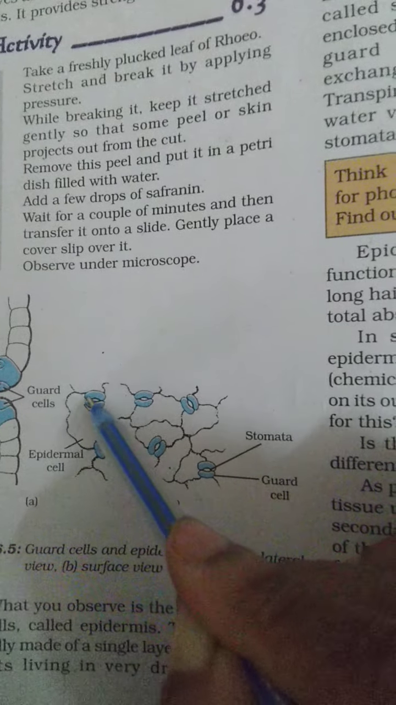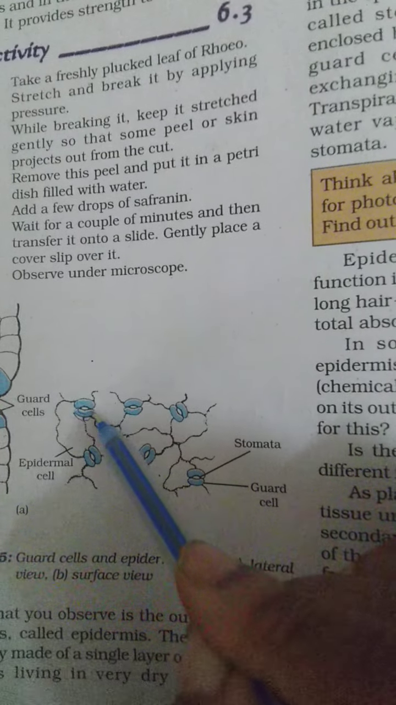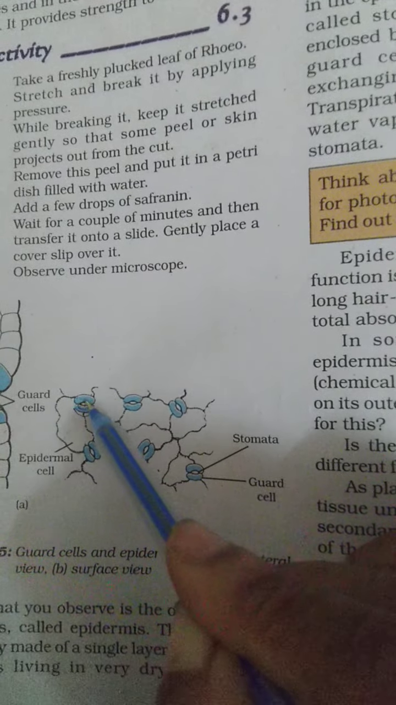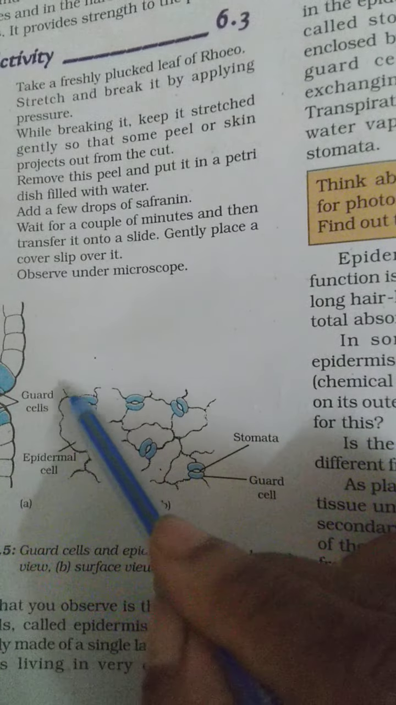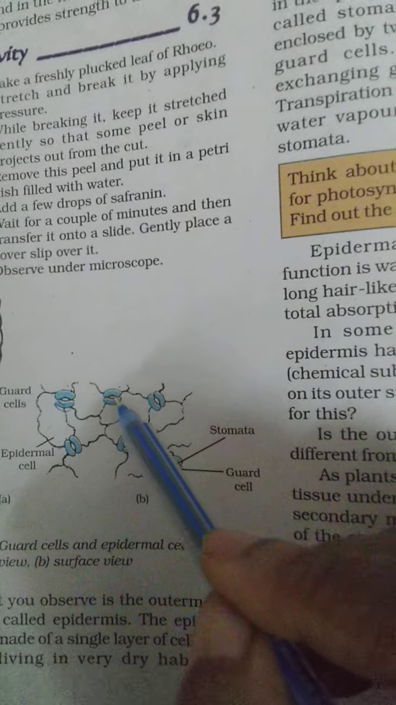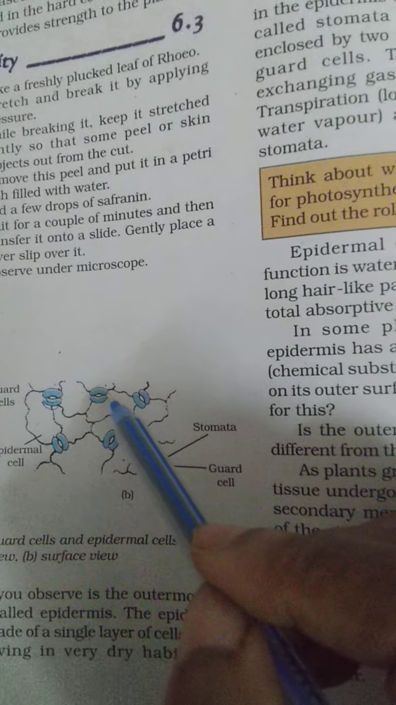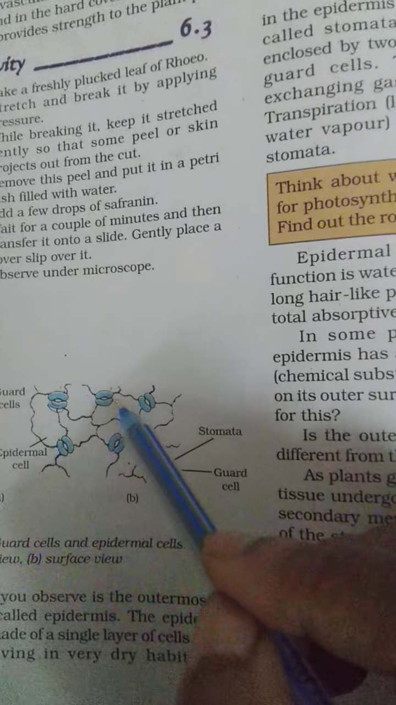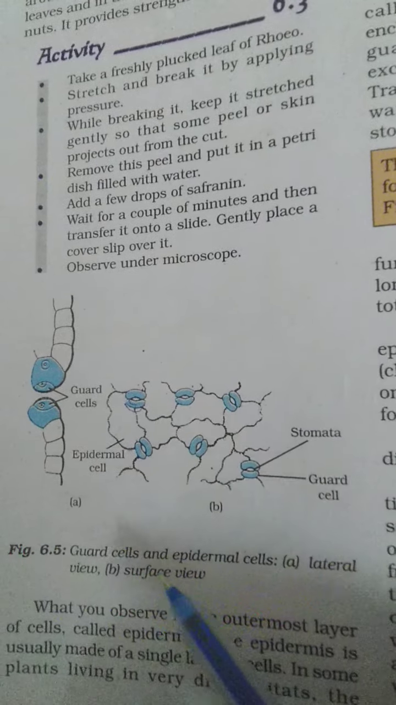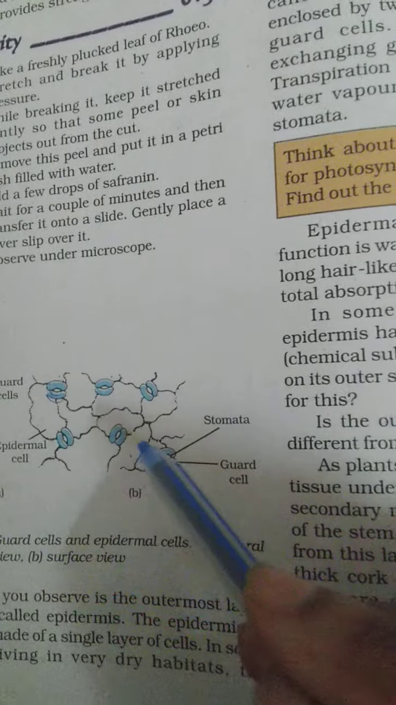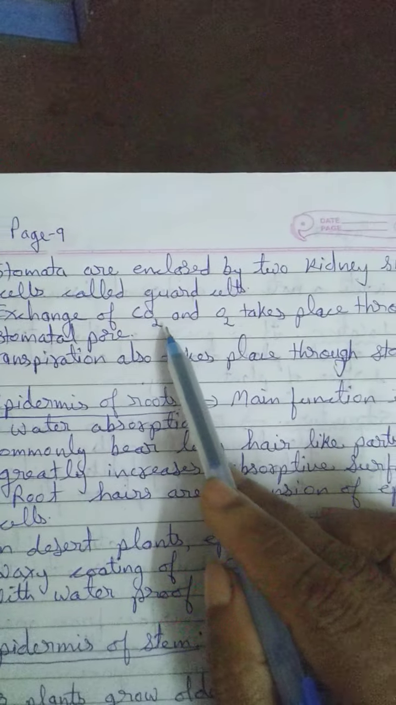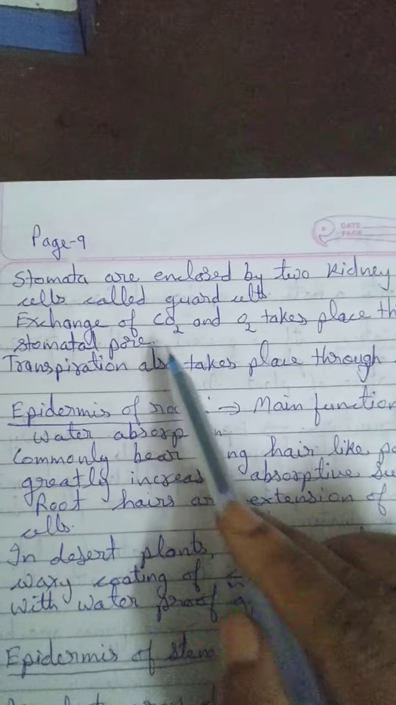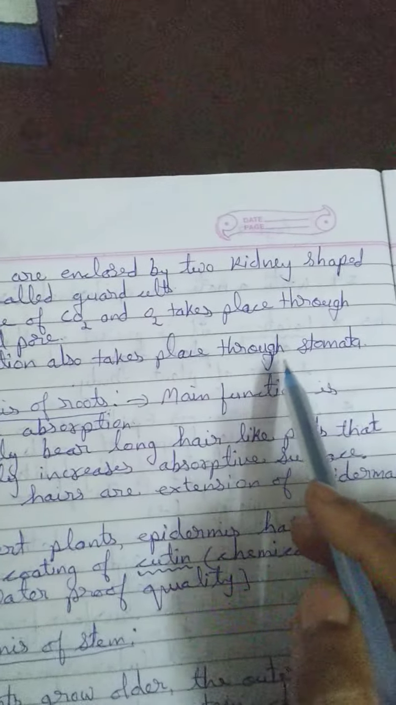Kidney shaped cells are there, on both the sides, and in between one pore is there. So these kidney shaped cells of the stomata, the whole thing is the stomata, are called guard cells, and between the two guard cells there is a pore called the stomatal pore. Through this stomatal pore, carbon dioxide and oxygen are exchanged. You need to draw this diagram, figure 6.5, diagram B. The stomata are enclosed by two kidney shaped cells called guard cells. Exchange of carbon dioxide and oxygen takes place through the stomatal pore, and transpiration also takes place through the stomata.